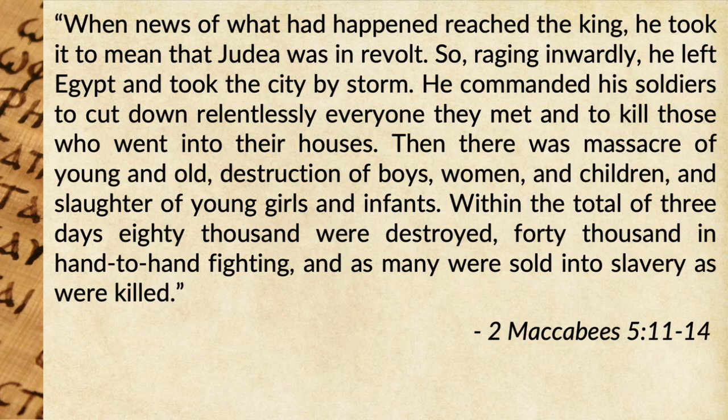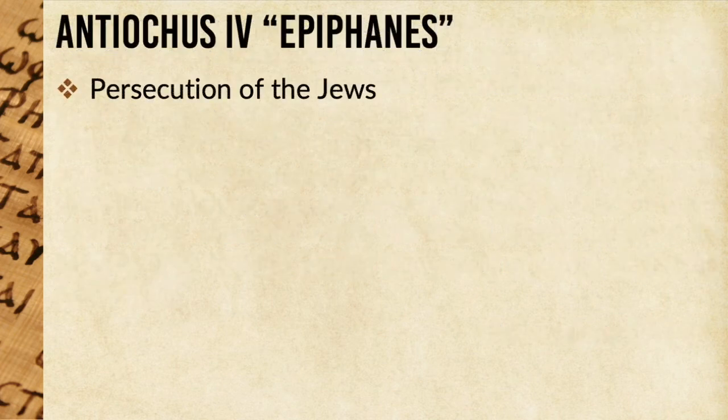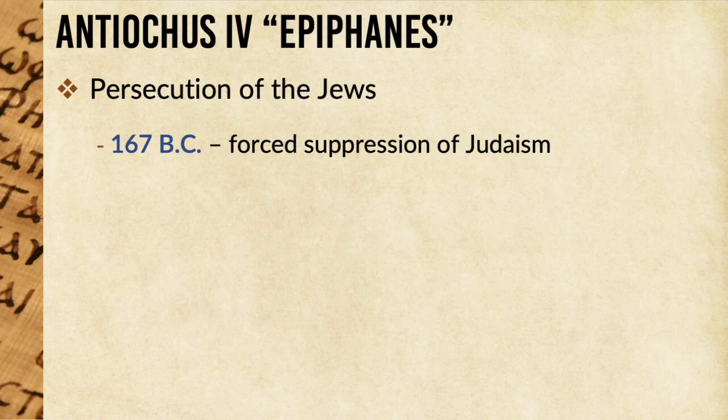So if you run the numbers there, if you will, 80,000 are destroyed during the period of 3 days, 40,000 of those are in fighting. Many others are slaughtered as innocent civilians, and then just as many are sold into slavery as were killed. Following this begins a period of terrible persecution of the Jews under the Seleucid monarchy. In 167 BC, forced suppression of Judaism starts.